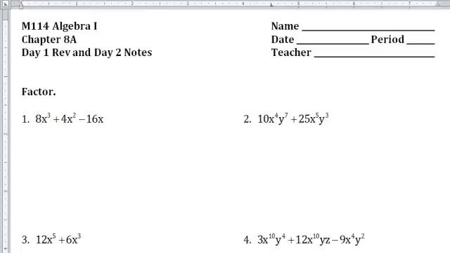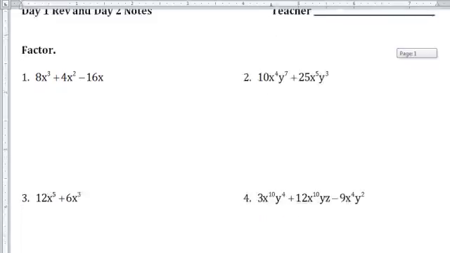What we're going to do is review a little bit first, greatest common factor, and then get into the new topic today. The new topic is actually pretty easy. It's called difference of two squares. All right, so let's begin here.